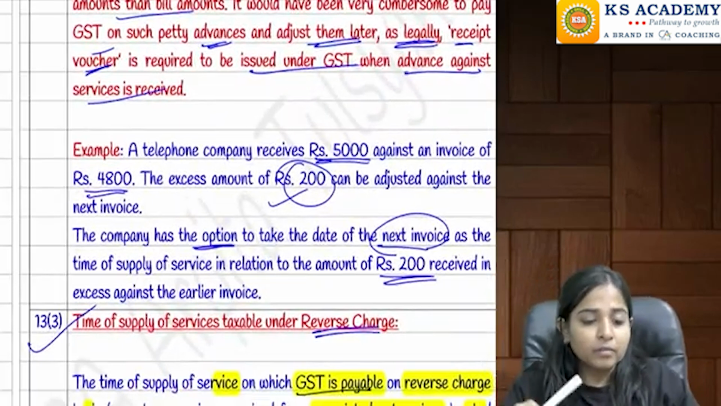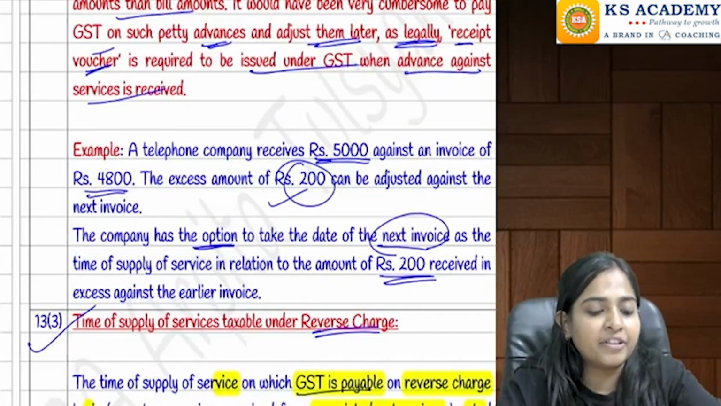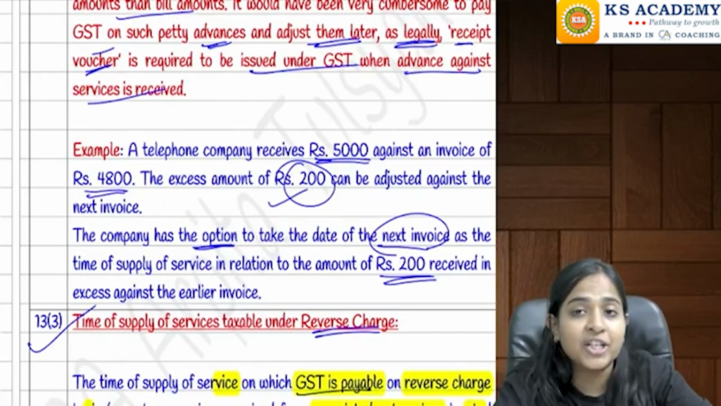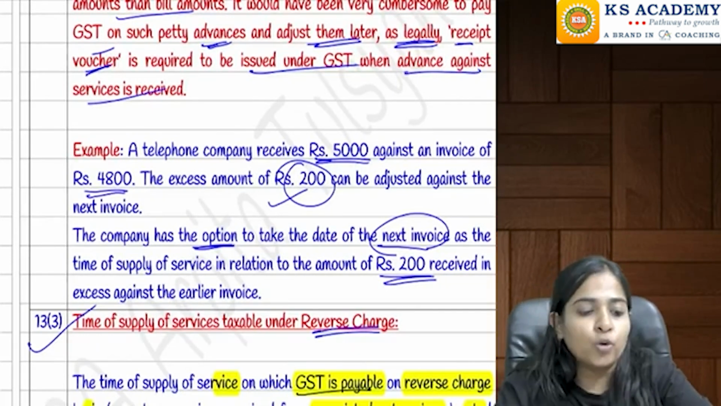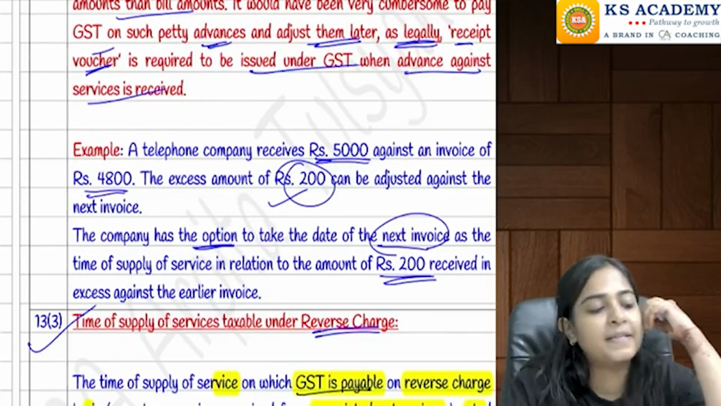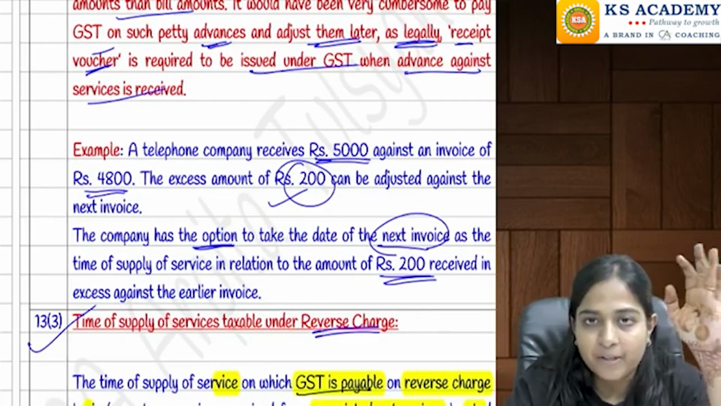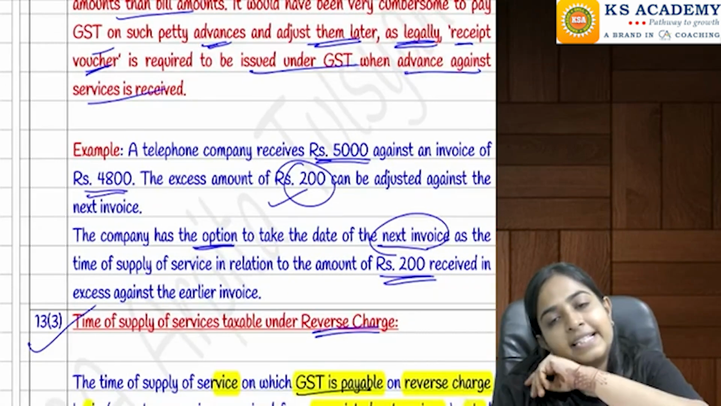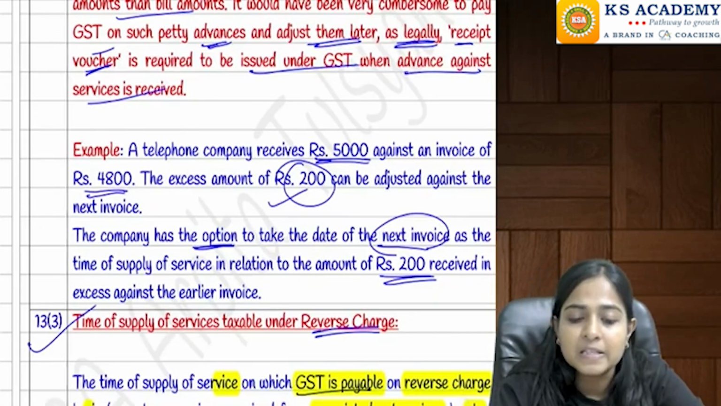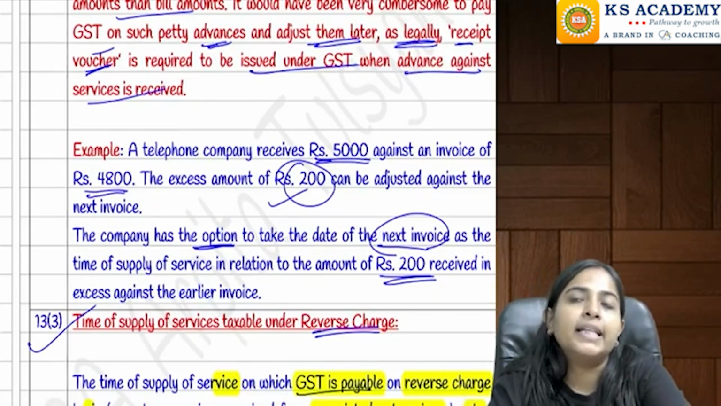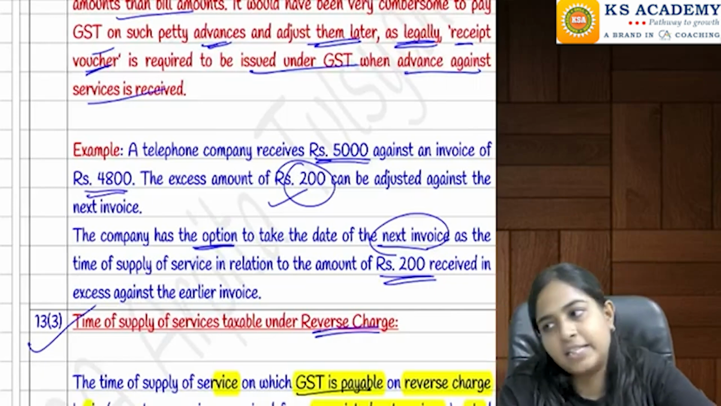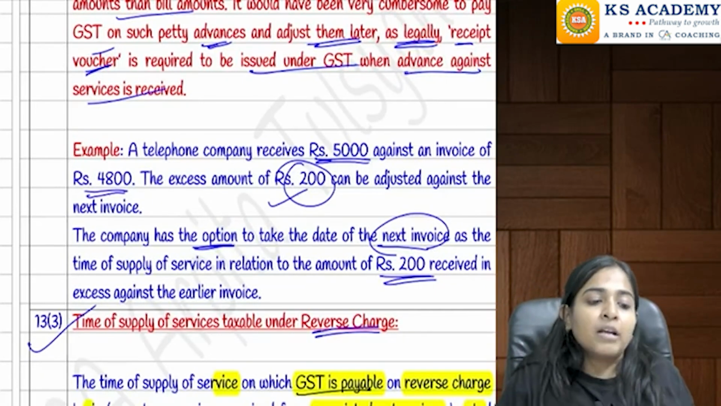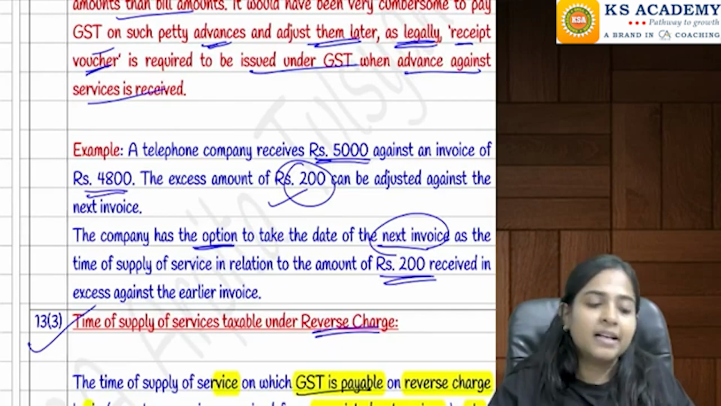Yes. Okay. Then after that, this was all about your first one, that is section 13 subsection 2. And what did we study in section 13 subsection 2? We studied what will be the time of supply, and if we are not able to determine the time of supply, then the date when the recipient shows the receipt of service in his books of accounts. Okay, then let's go to section 13 subsection 3, that is supply of service under reverse charge mechanism. Time of supply of service taxable under reverse charge mechanism.